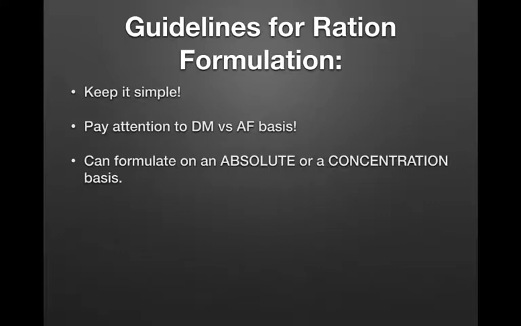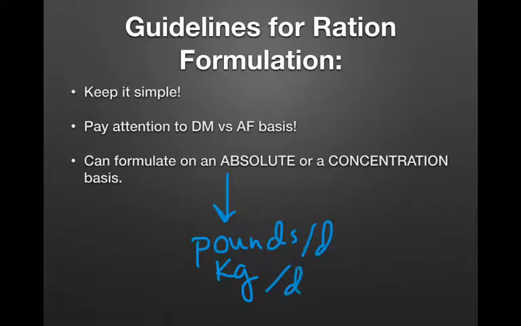We can formulate rations on either an absolute or a concentration basis. When we talk about an absolute basis, it means amounts. This is like pounds, kilograms per day. So it's a per day amount that an animal is eating. Calories, like mcals per day. And so it's how many pounds of protein is that horse eating? How many megacalories of digestible energy per day is that horse getting?